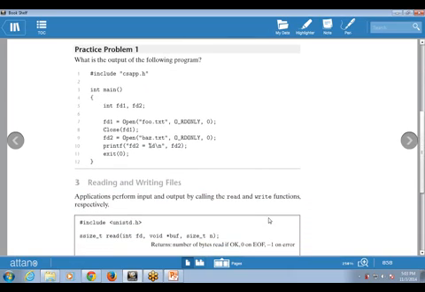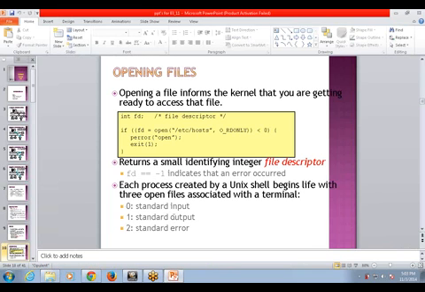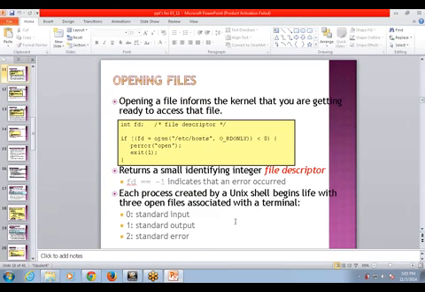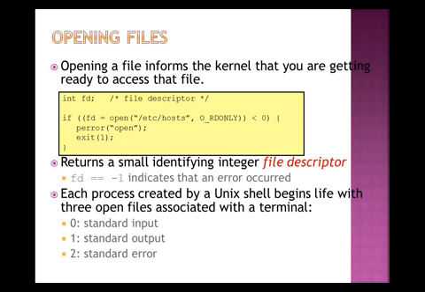Next is reading and writing a file. So till now we have covered how to open a file and how to close a file. Opening a file is done by using the open function, and the close function is used for closing the file. Now the next part is how to read and how to write files in the Unix system. But before this, let's take a quick review of opening a file.